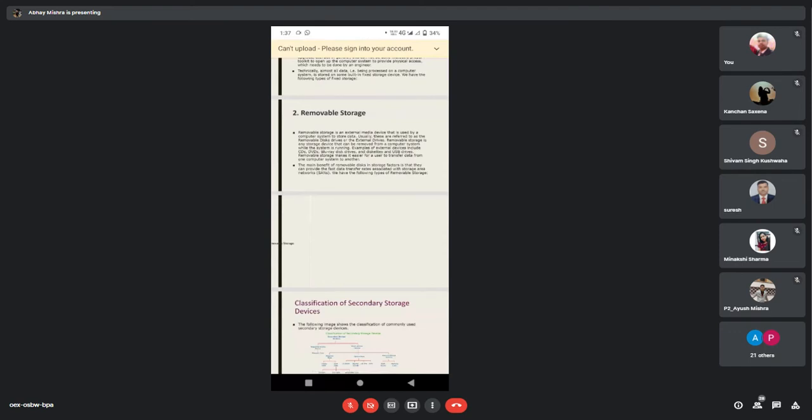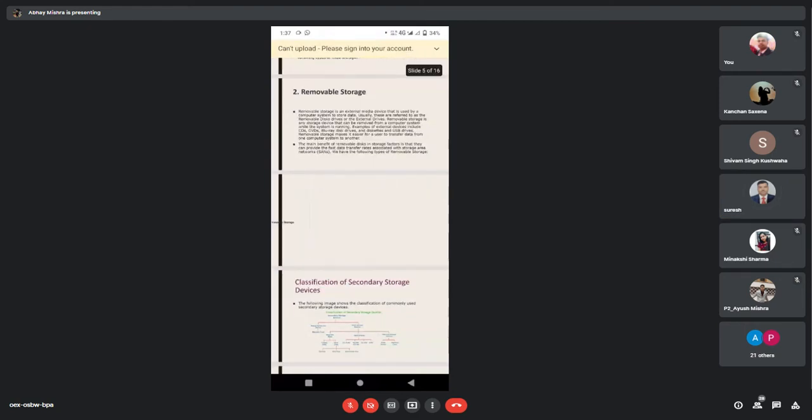Removable storage makes it easier for a user to transfer data from one computer system to another. The main benefit of removable disks in storage is that they can provide the fast data transfer rates associated with the storage area network. We have the following types of removable storage.